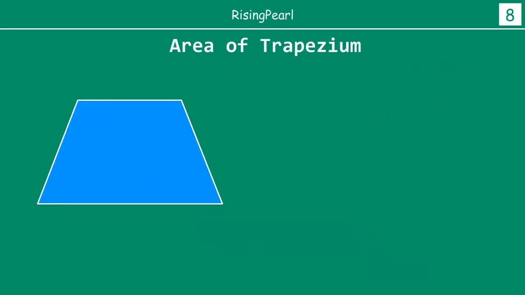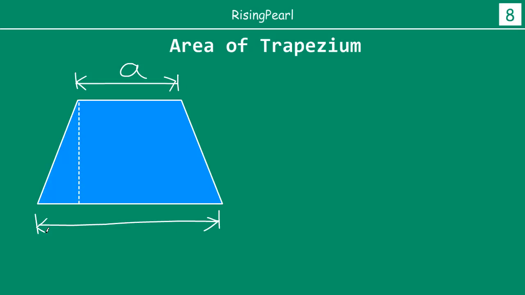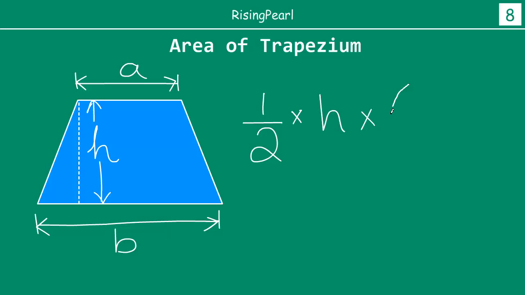Similarly, for the area of a trapezium, let's say the length of one parallel side is A and the length of the other parallel side is B, and they are separated by distance h, which is the height between the parallel lines. We can prove that the area of a trapezium will be half times the height times A plus B.